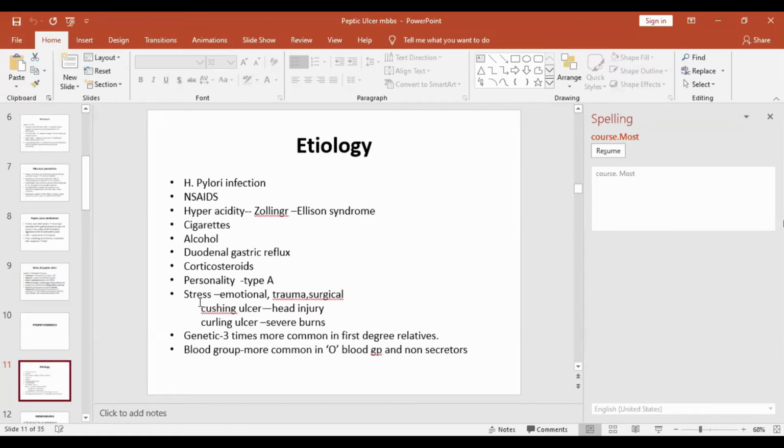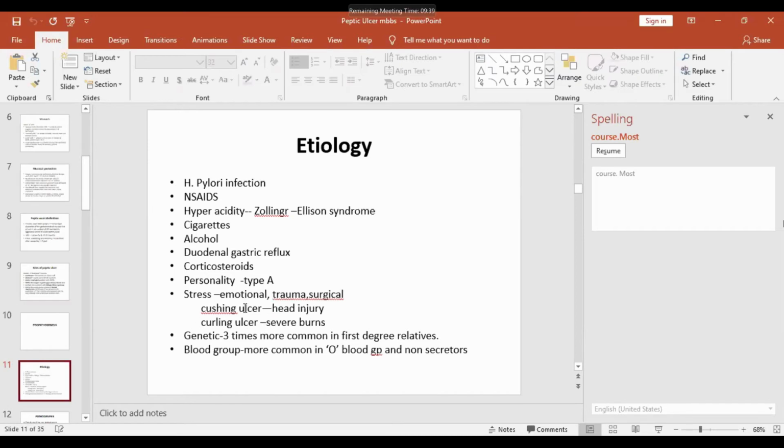Now, another important factor is stress. Now, stress can be emotional, that is, if there is some sad news and all that, or it can be trauma or any major surgery. Now, in cases of head injury, the ulcer which occurs in stomach is called Cushing ulcer. And in cases of severe burns, the ulcer in the stomach is called Curling ulcer.